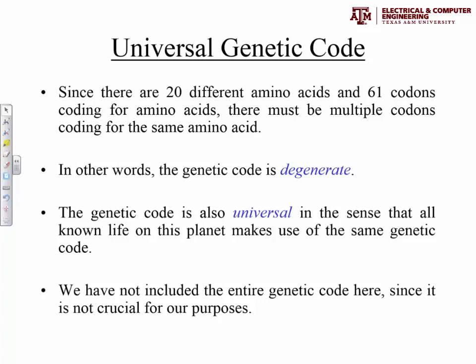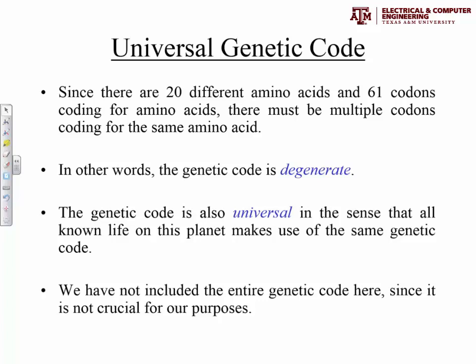Now, since there are 20 different amino acids and there are 61 codons that code for amino acids, there must be multiple codons that code for the same amino acid. Yes, sir. Yes, ma'am. 61 or 60? Because you have three end and the one start. No, yeah, but the start also codes for an amino acid. That AUG also codes for an amino acid. So because of this, there are 20 different amino acids and 61 codons coding for amino acids. The genetic code is degenerate, right?